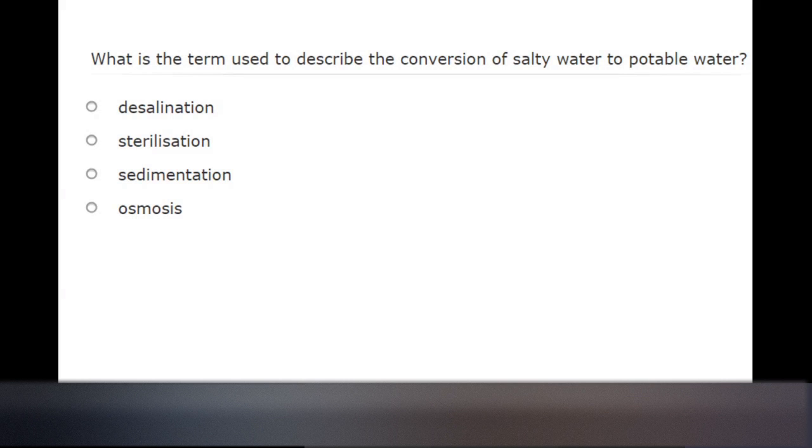Okay, I'm seeing quite a few correct answers. Good. Okay, so it is desalination. Yes, desalination, removing salt from water and it will turn into potable water.